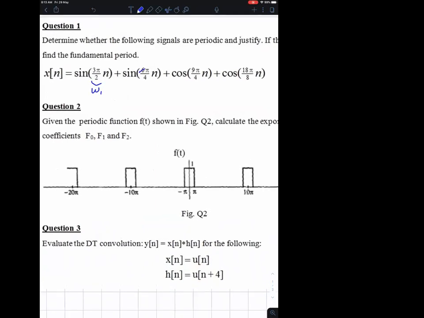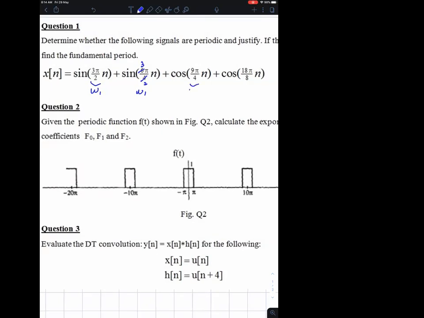Before you work on them, you can cancel top and bottom by 2. You get 3/2 also, right? So this means this is also omega 1, right? Similarly, these two are the same frequency, so I'm going to call them omega 1. You don't have to find the period 2 times. It's understood they're having the same period. Merely this period here, you can call this omega 2.